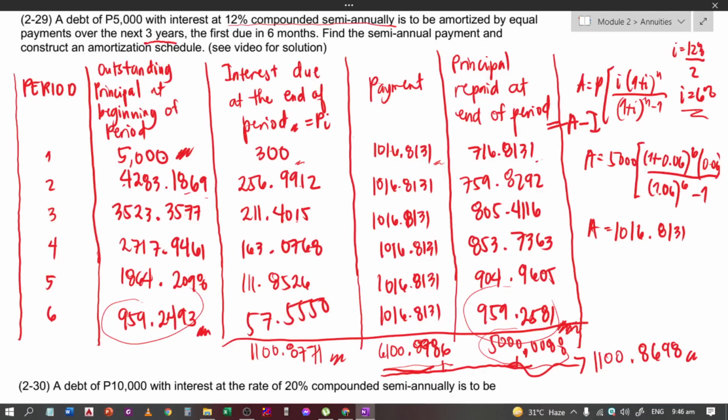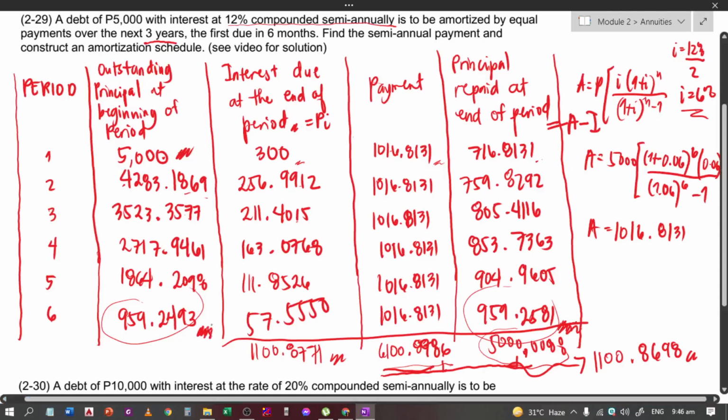So, yun lang yung pang-check natin. So, again, kailangan almost the same yung outstanding principal dito sa last period, tsaka yung principal repaid. And then, equal yung total ng principal repaid dun sa amount na inutang nyo.